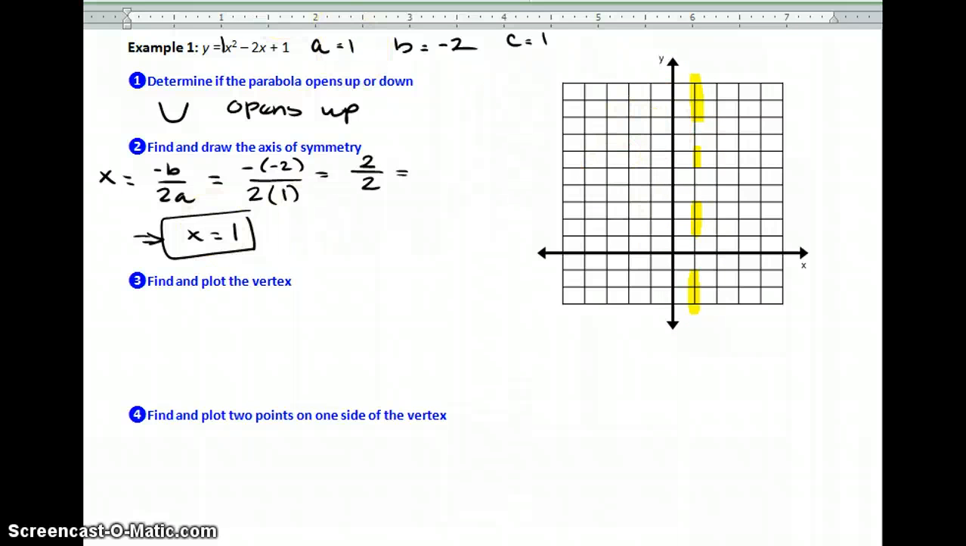That's my axis of symmetry: x equals 1. Label it as you do it, it's going to be helpful. The next thing they want us to do is to find and plot the vertex.